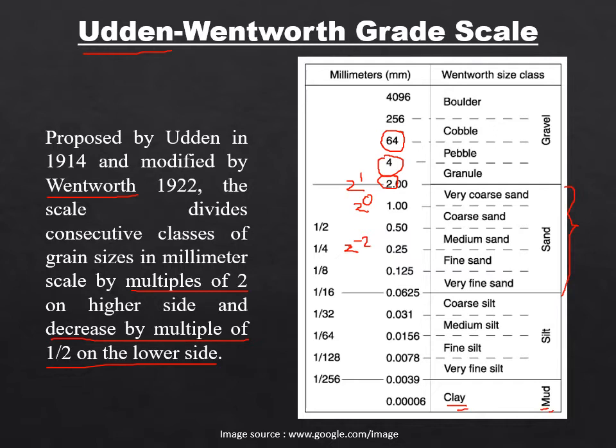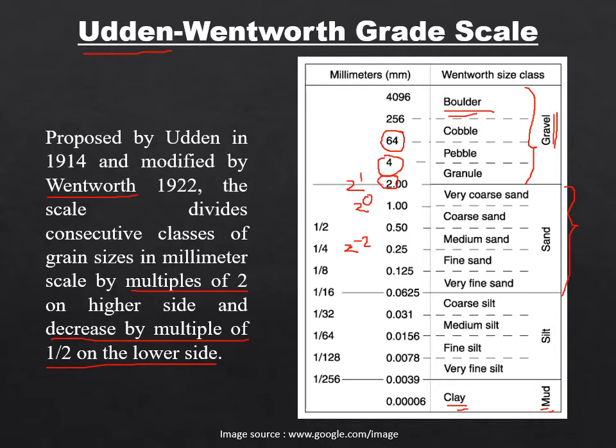At the higher side of sand, grains with diameter from 2 millimeter to 4 millimeter are known as granule. From 4 to 64 millimeter, they are known as pebble. From 64 to 256 millimeter, they are known as cobble. And grains above 256 millimeter diameter are all known as boulder. Together, these four size classes, consisting of granules, pebbles, cobbles, and boulders, are named gravel.